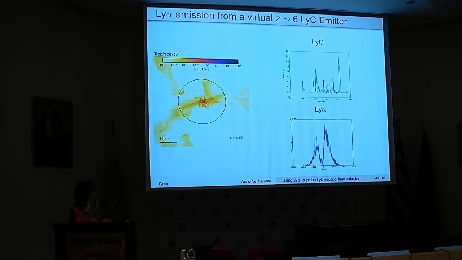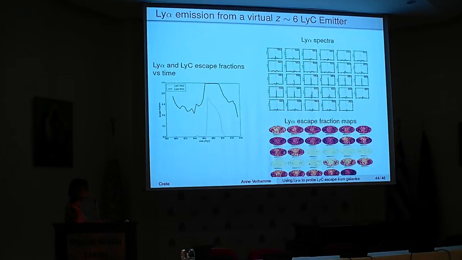I don't know if you can see the small red dot here. So this is escape fraction of Lyman continuum versus time. And this is the Lyman alpha profile, which corresponds to each of the snapshots. You see that the peak separation was nicely shrinking, and then you get a single Lyman alpha emission peak at the maximum of the Lyman continuum escape fraction. Another way to plot it is comparing Lyman alpha and Lyman continuum escape fractions with time. And you see that the Lyman alpha escape fraction of this galaxy is always high, around 50%, and it reaches 100% when this galaxy is leaking ionizing radiation.